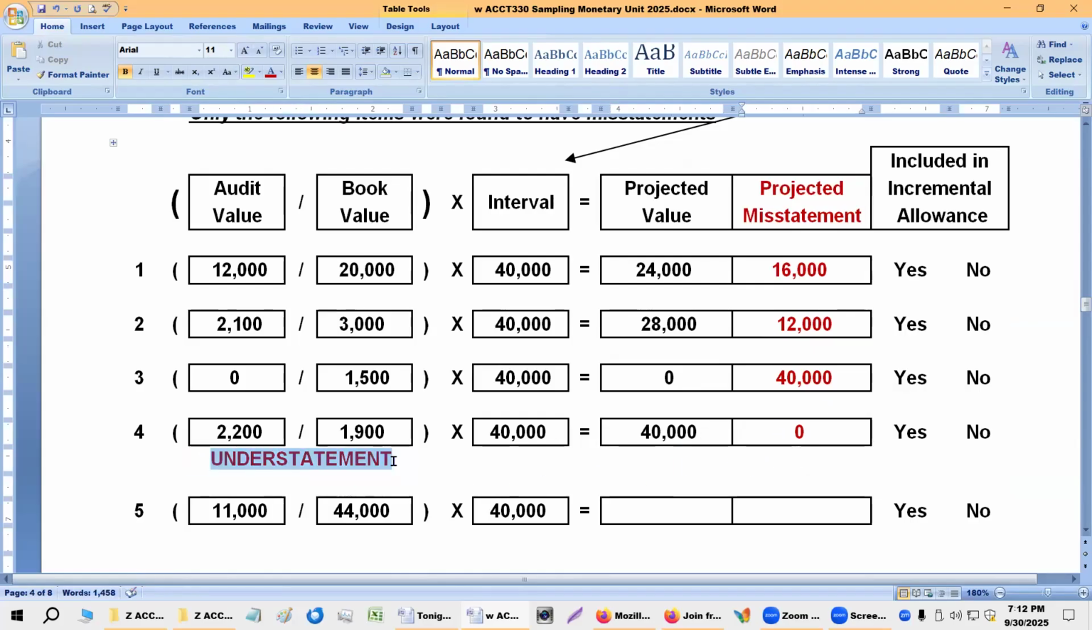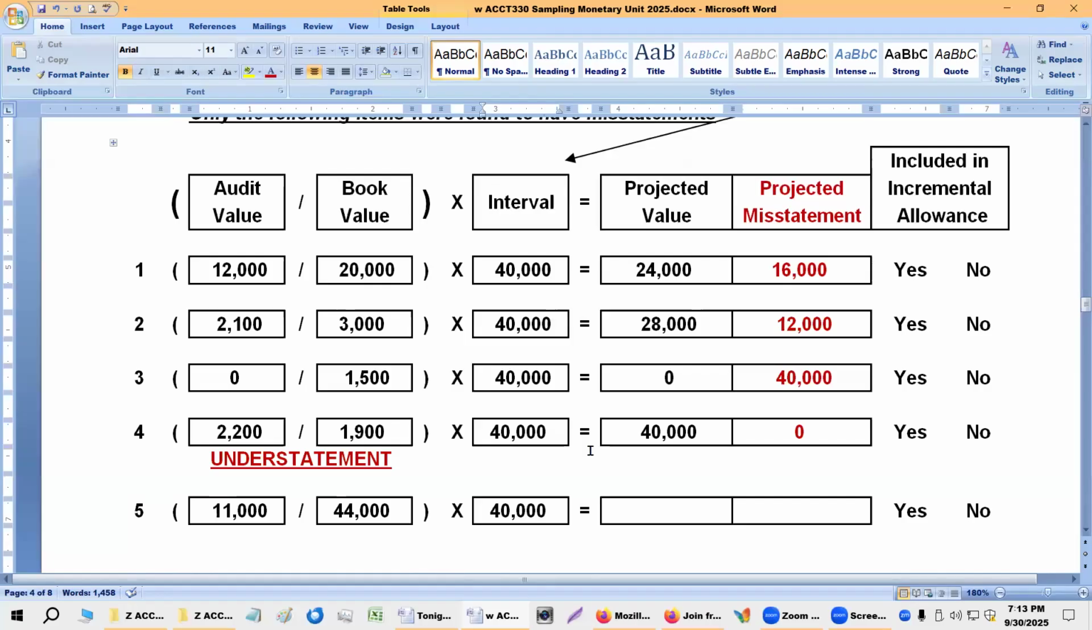Now, as an auditor, when you come across something that's misstated, you get that audit mentality saying, wait a minute, this is wrong. But in this method, we ignore it. We're not supposed to find it using this method. So when we do find it, we simply ignore it. So there is no projected misstatement for number 4. So that's a little bit wacky.